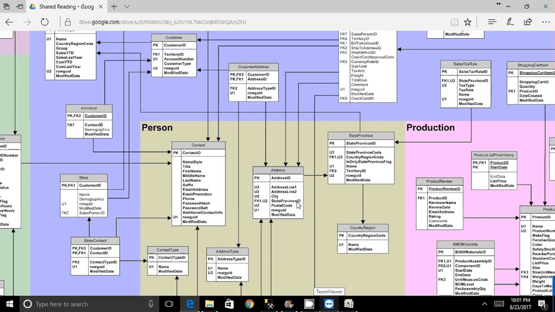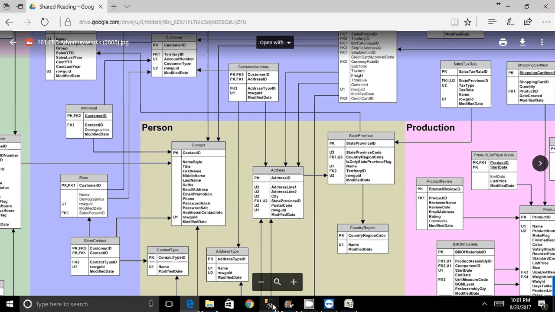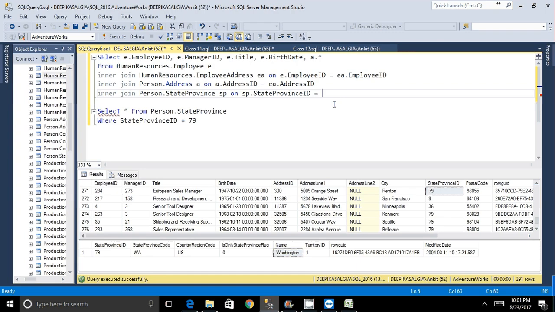What's the table where you have the state province ID? Which table is this? Address. It says address table, so A dot, not address, A dot. No. Which column are you going to join between state province ID? Right, you're gonna join on the state province ID, not the address ID.